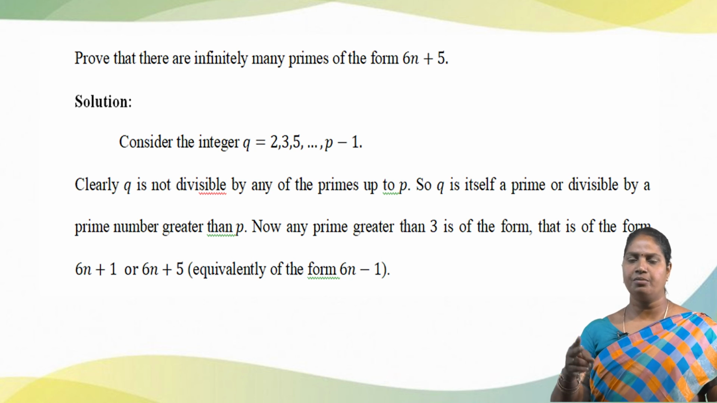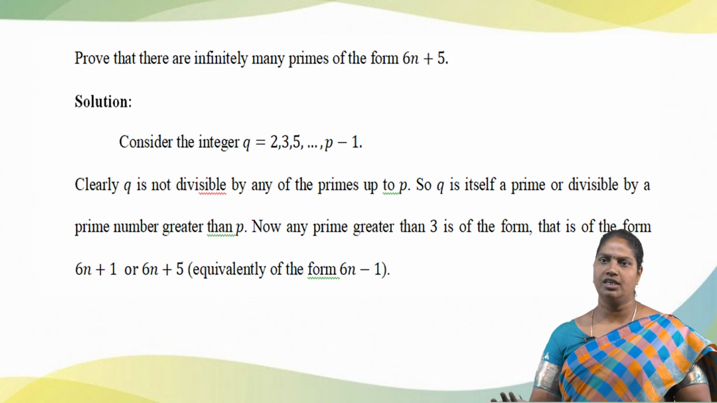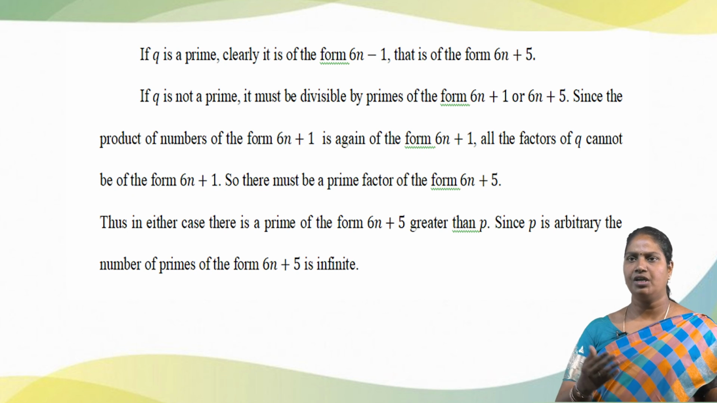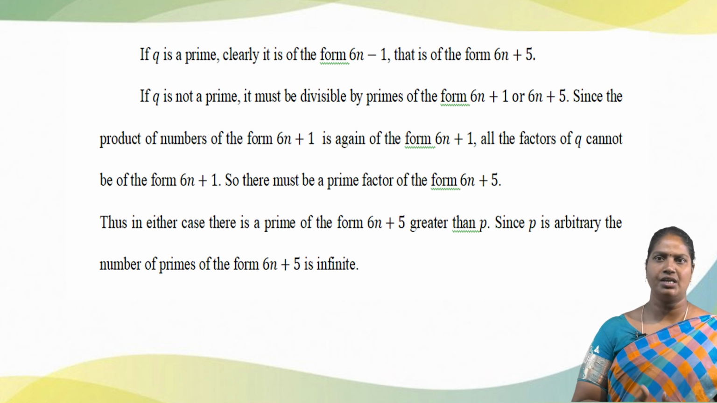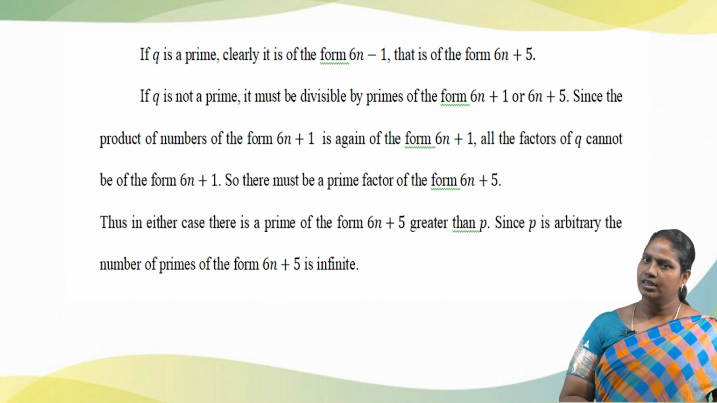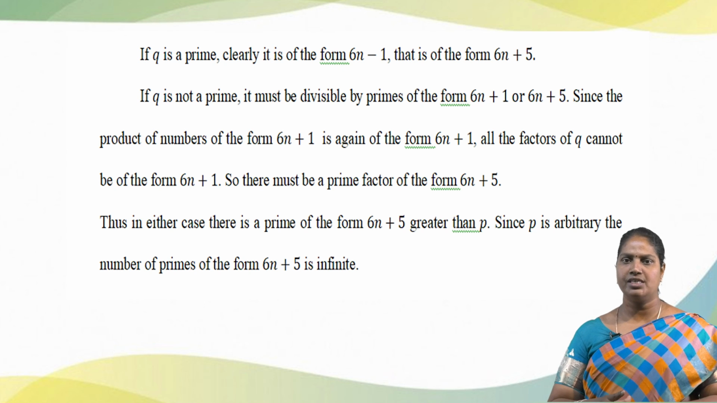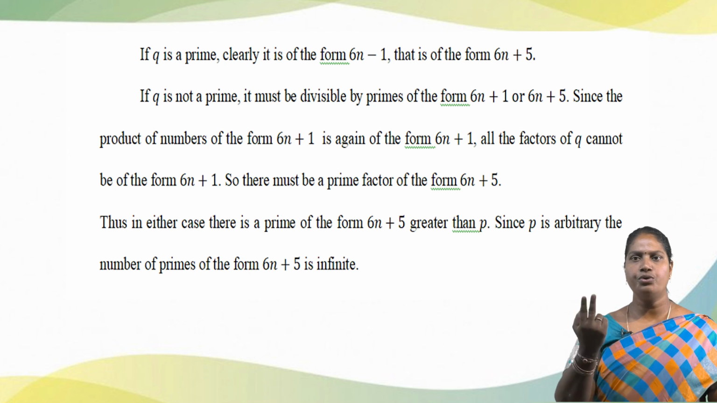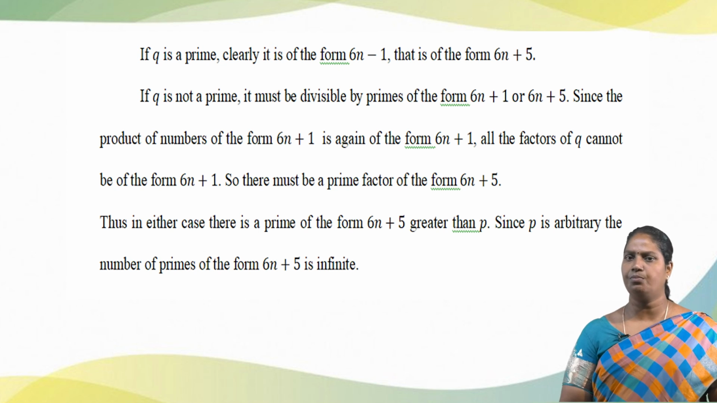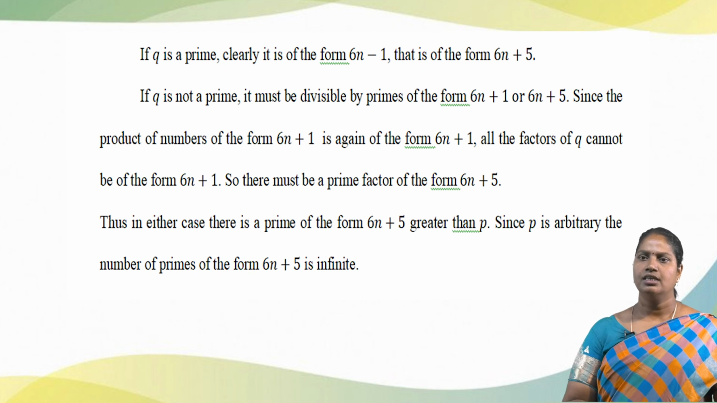And again I am repeating the same argument that 6n plus 5 is equivalent to the form 6n minus 1. So if q is a prime, clearly it is of the form 6n minus 1, that is of the form 6n plus 5. If q is not a prime, it must be divisible by primes of the form 6n plus 1 or 6n plus 5, because the product of numbers of the form 6n plus 1 is again of the form 6n plus 1, but q is not of the form 6n plus 1. So all the factors of q cannot be of the form 6n plus 1. There must be a factor of the form 6n plus 5. So thus in either case there is a prime of the form 6n plus 5 which is greater than p.